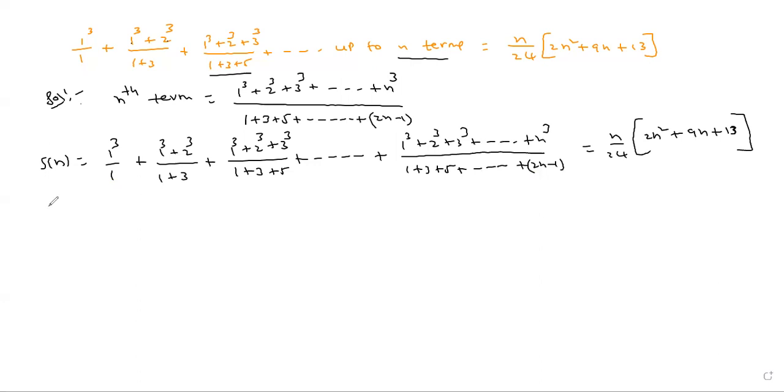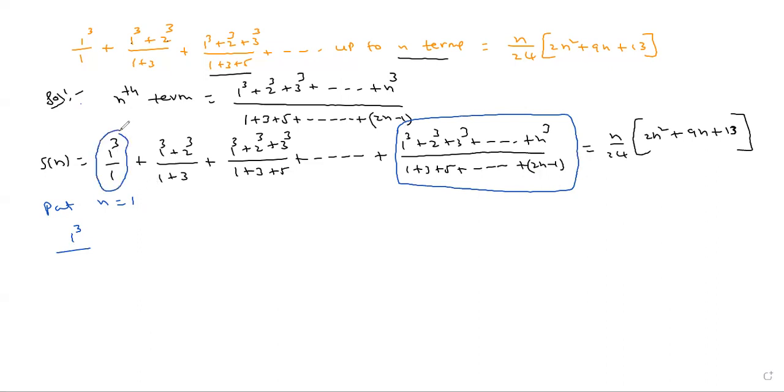Now put n equal to 1. First step, always n equal to 1. In the nth term, you just write n as 1. That is 1 cube, only one term. Or directly you can take the first term also. By substituting n equal to 1, you get the first term of LHS, which is 1 cube by 1. That is 1. This is the LHS part.